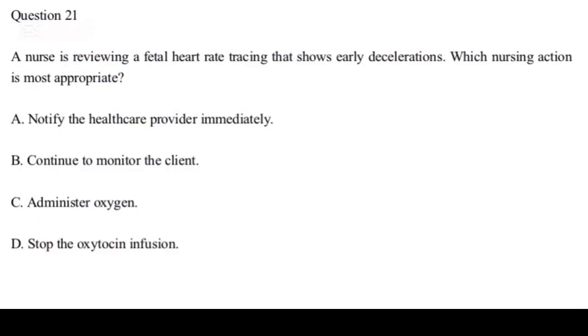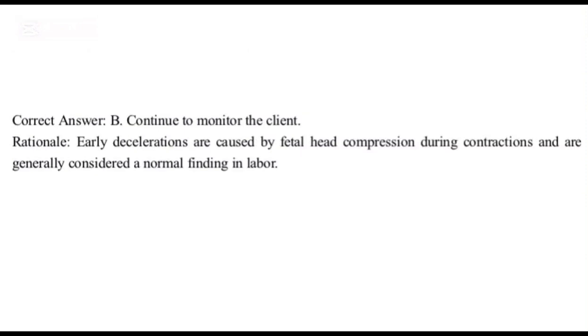Let's begin. Question 21. A nurse is reviewing a fetal heart rate tracing that shows early decelerations. Which nursing action is most appropriate? A. Notify the healthcare provider immediately. B. Continue to monitor the client. C. Administer oxygen. D. Stop the oxytocin infusion. Correct answer, B. Continue to monitor the client. Rationale: early decelerations are caused by fetal head compression during contractions and are generally considered a normal finding in labor.